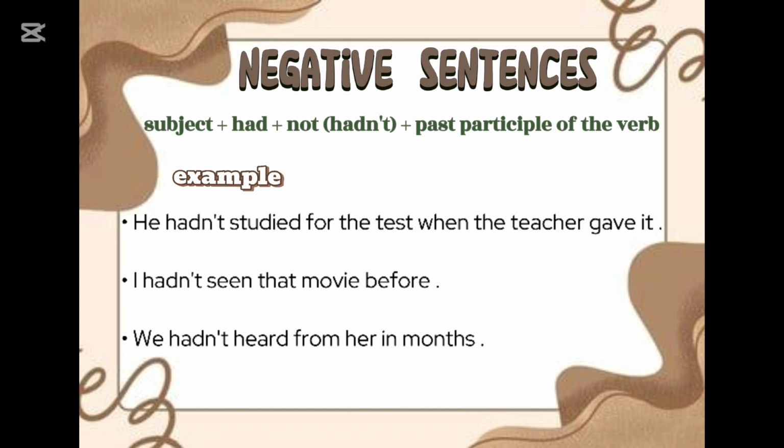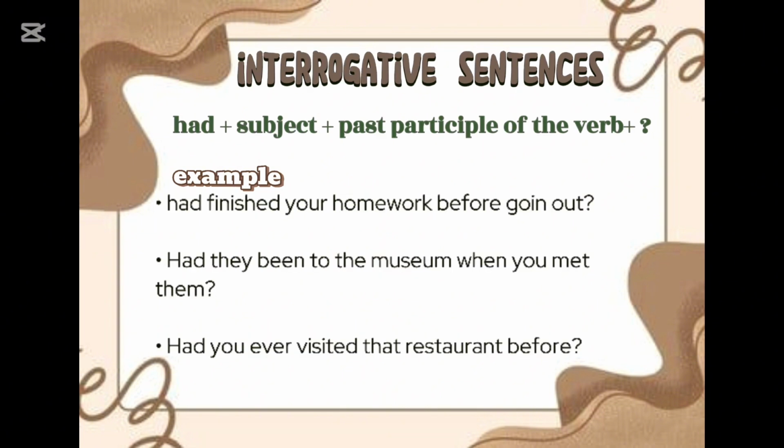Structure of negative sentences. For example, he hadn't studied for the test when the teacher gave it. I hadn't seen that movie before. We hadn't talked to her in months.